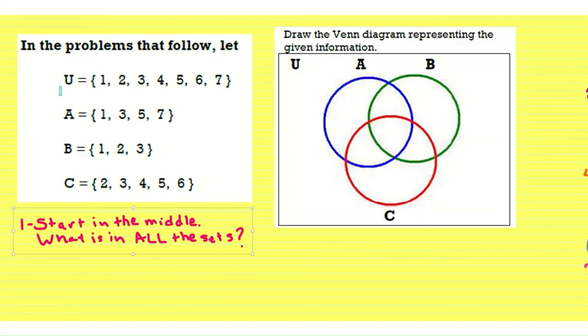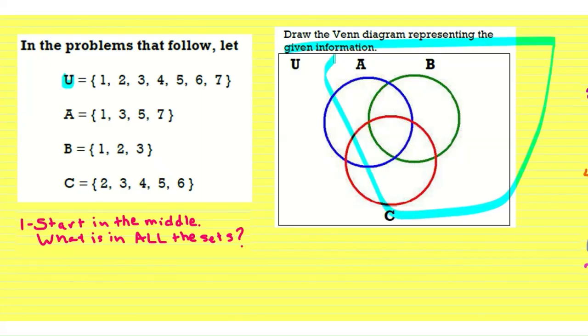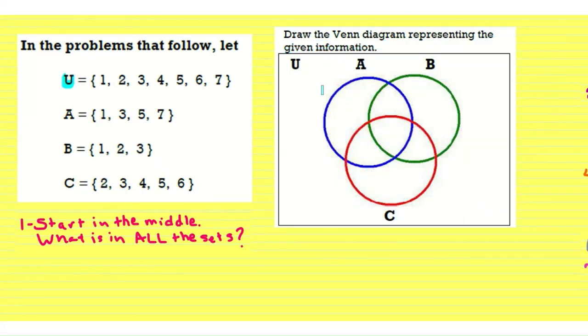Well, we don't consider the universal set. The universal set is everything outside the circles and including the circles. But we just want to start in the middle, what is in all the sets, that is, in set A, set B, and set C.